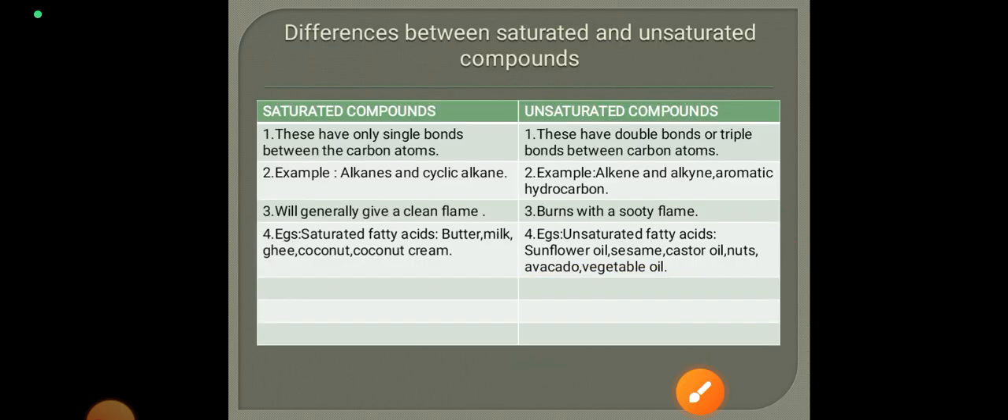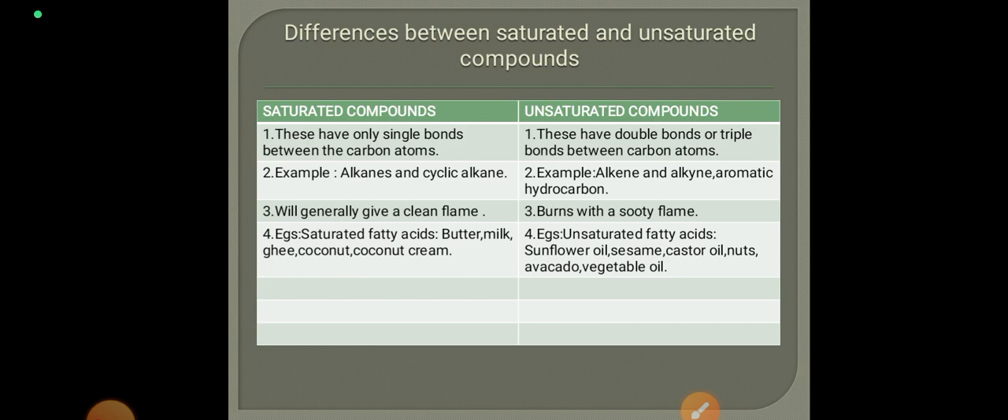Now next let us learn about the difference between saturated and unsaturated compounds. The first difference is that saturated compounds have only single bonds. Unsaturated compounds have double bonds or triple bonds between carbon atoms. The second difference is the examples: alkanes and cyclic alkanes for saturated. Under unsaturated we can have alkenes, alkynes, and also aromatic hydrocarbons. And saturated compounds usually give a clean flame. When we burn saturated compounds like LPG, CNG, they give a clean flame, that is, they are undergoing complete combustion, so that's why they give a clean flame.